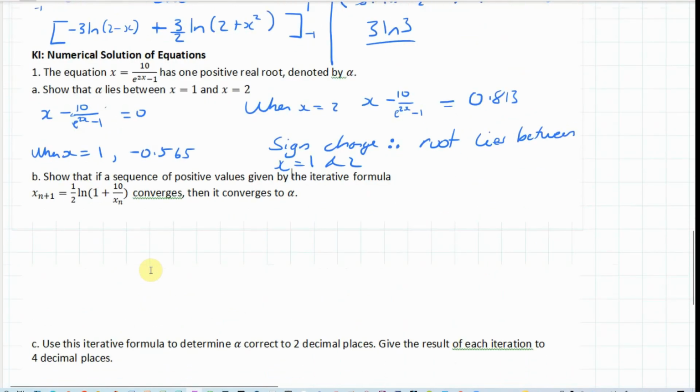Now, show that if a sequence of positive values is given by the iterative formula, x equals 1/2 ln 1 plus 10 over x, then it converges at alpha. Okay, so what we're going to do is try and prove that we can get from here to this equation here. That's what we're trying to do. So I'm going to just put in alpha for x.